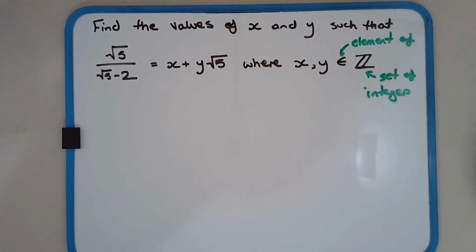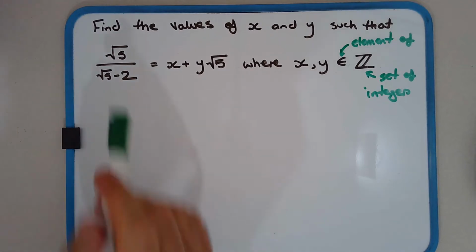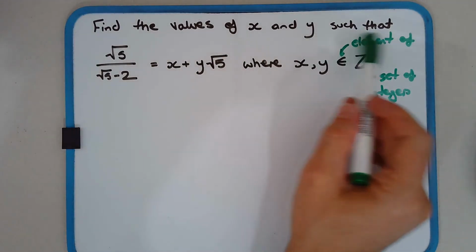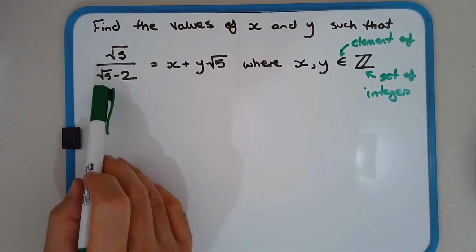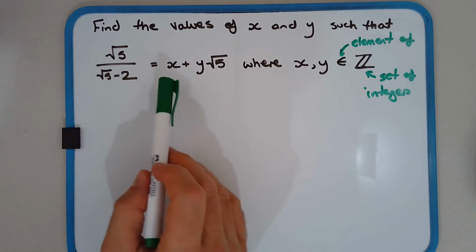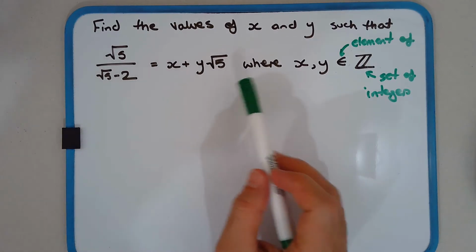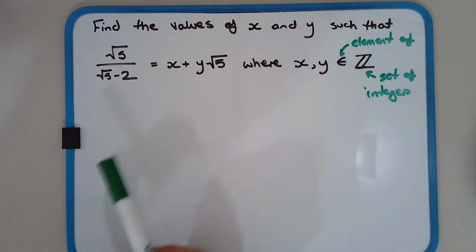Let's have a look at another example involving surds and surds within fractions. Find the values of x and y such that the square root of 5 over square root of 5 minus 2 is equal to x plus y root 5, where x and y are both integers.